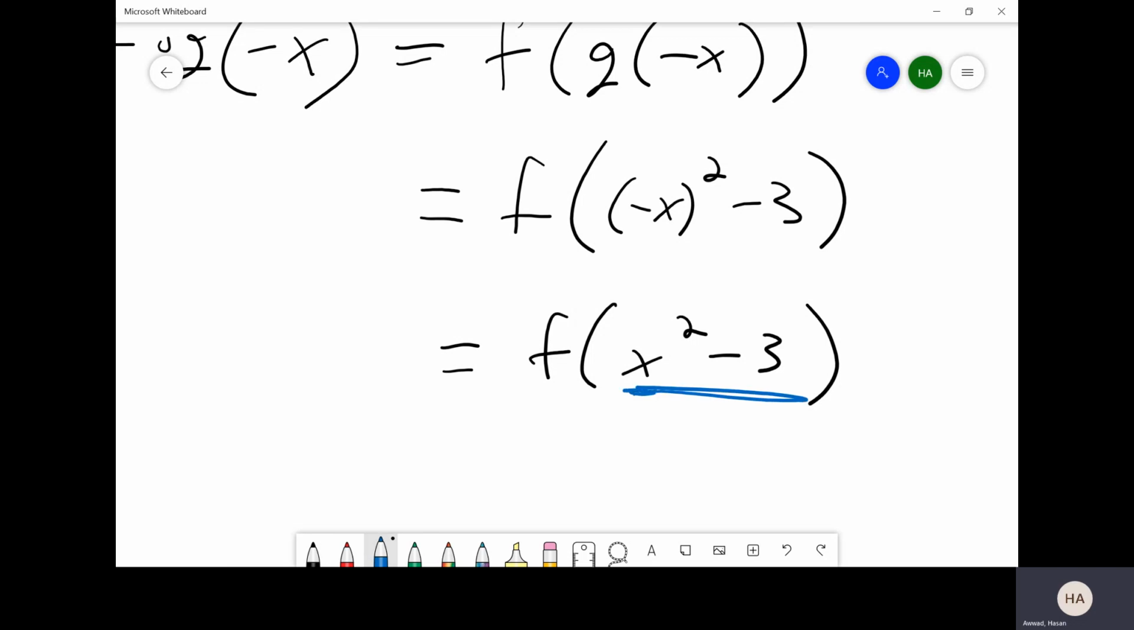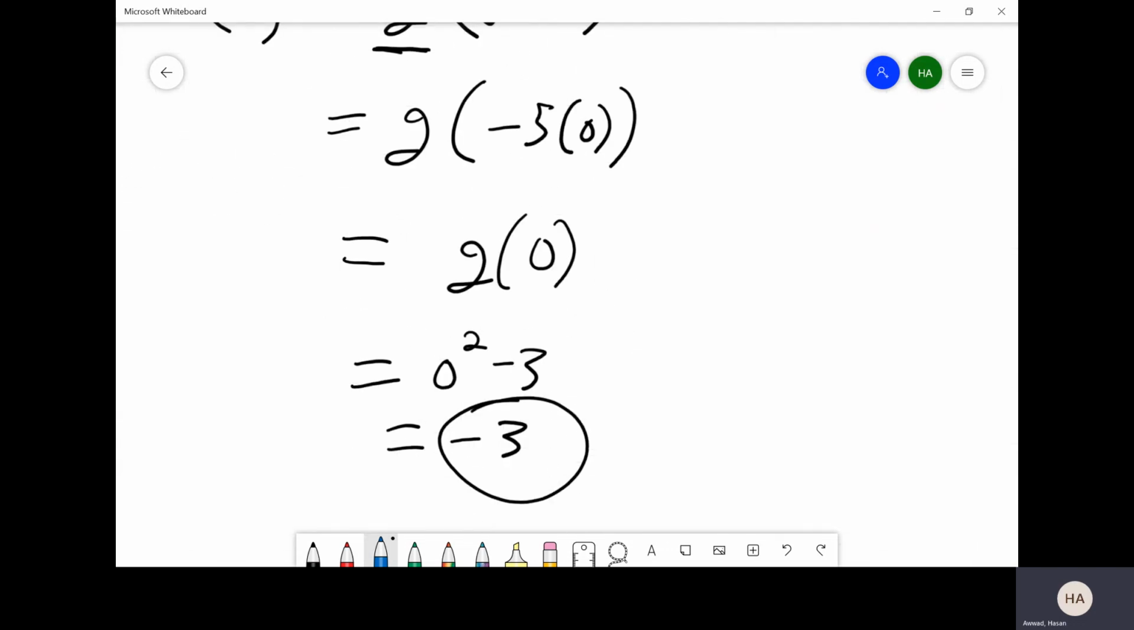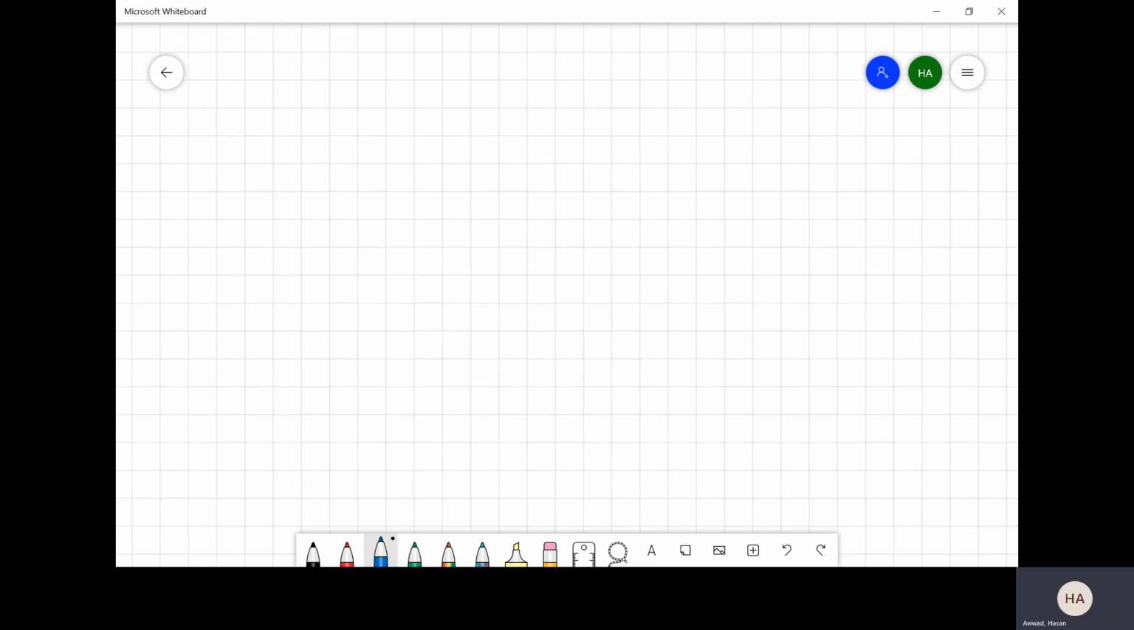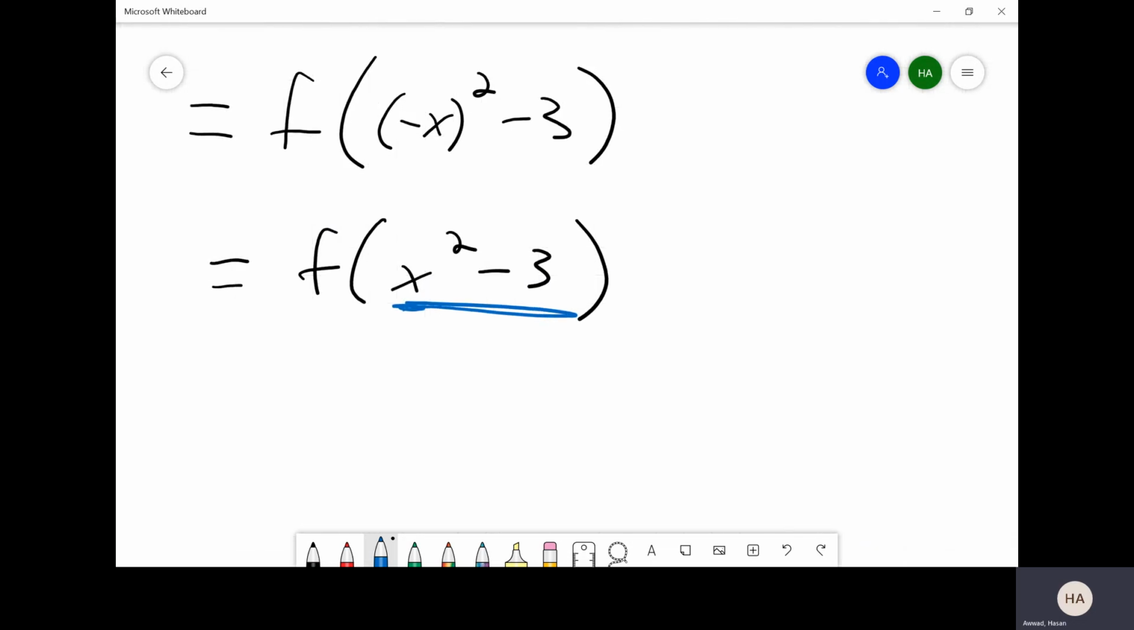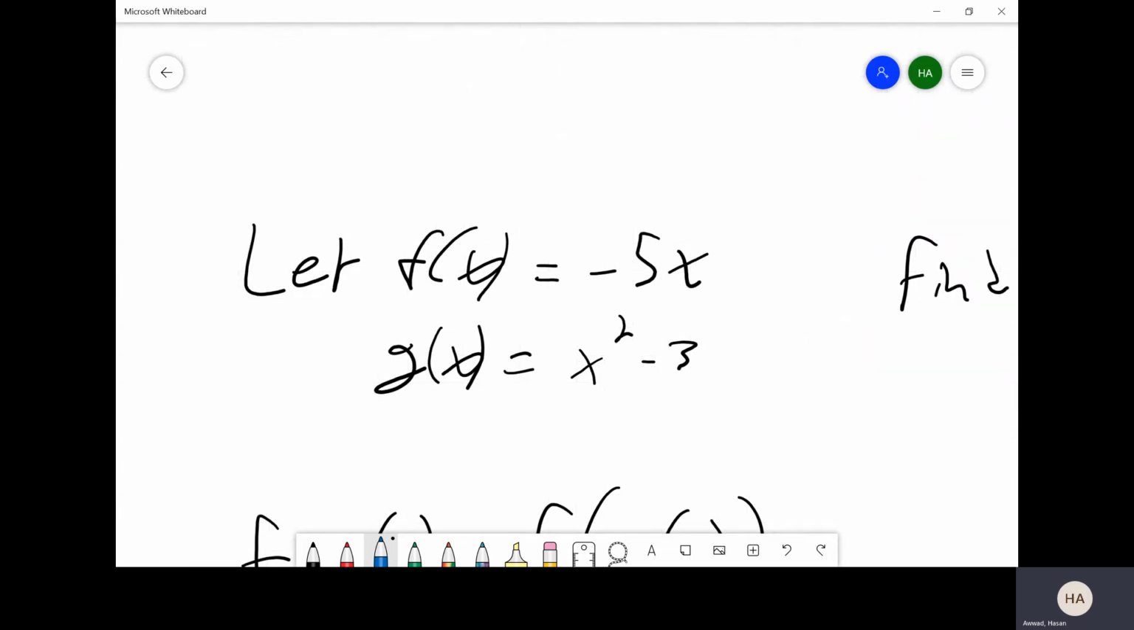And again, don't be confused. In the two previous examples we did, we only had one particular number for plugging into our outer function, right? We were plugging in negative 3, and we were plugging in 0. But it's okay to be plugging in more than just one thing, as long as this is your entire input. So our entire input here is x squared minus 3. What does this tell us? This tells us that wherever there's an x in f of x, so right here, we're going to be plugging in x squared minus 3.